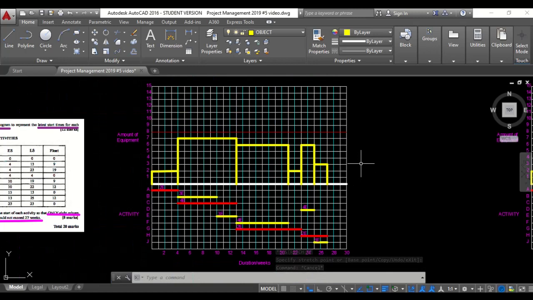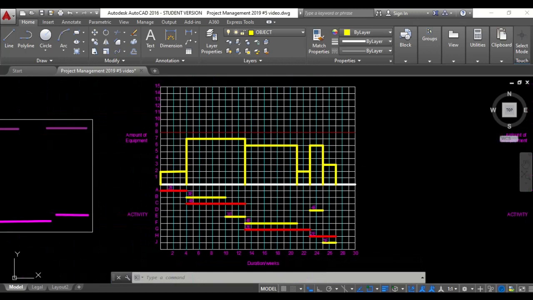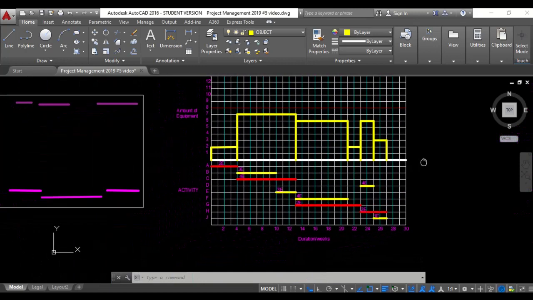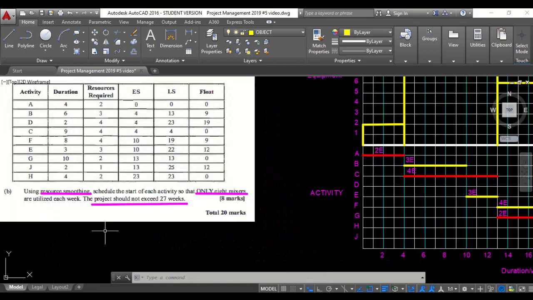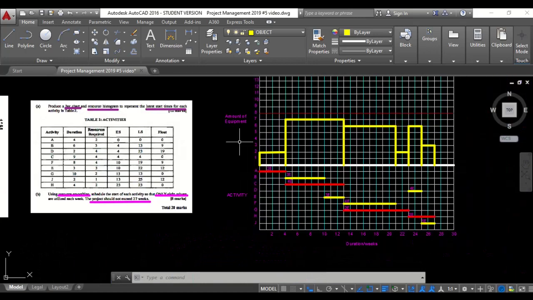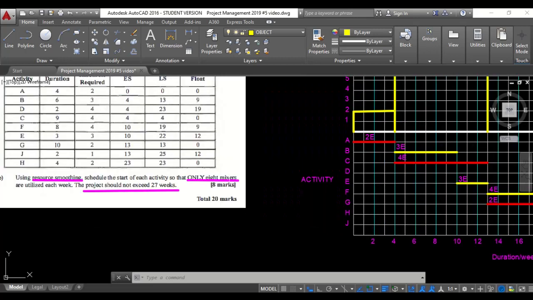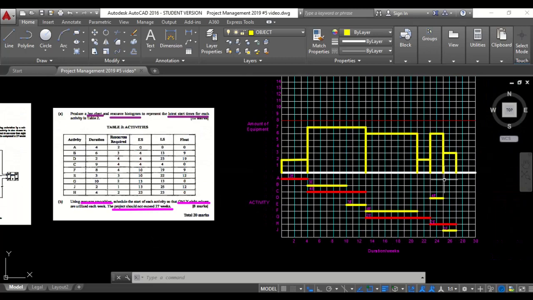Okay, good. So we have basically met all the criteria for part B of question 5. So did we do resource smoothing? Yes. We ensured that all the resources were distributed so that none of them exceeded the constraint, which is 8. There we go. And it still maintained the 27-week mark.